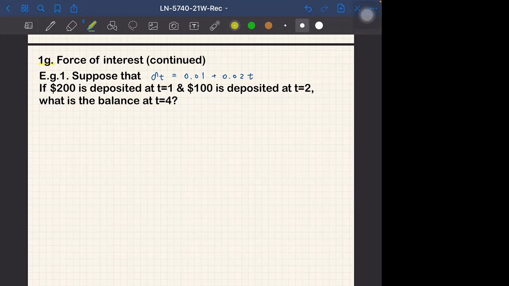Okay, so example 1. Suppose that delta t is equal to 0.01 plus 0.02 t. So this is a typical case for interest increase. At time 0, the interest rate is 1%, and the interest rate increases by 2% per year.